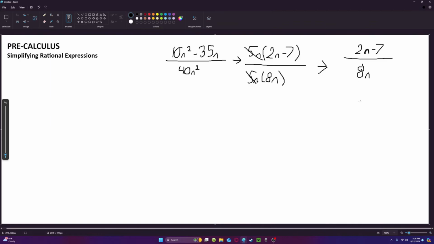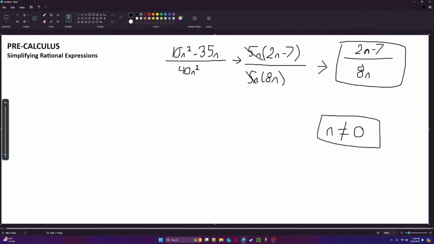And then our excluded value here would just be 0, because only 0 can make the 8n 0, since it's multiplying. You could make it 8 times -3, 8 times 37, 8 times -700, whatever. It's still going to be valid, but 8 times 0 is going to equal 0, because multiplying a number by 0 always equals 0. So we have our final answers right here, and n cannot equal 0.